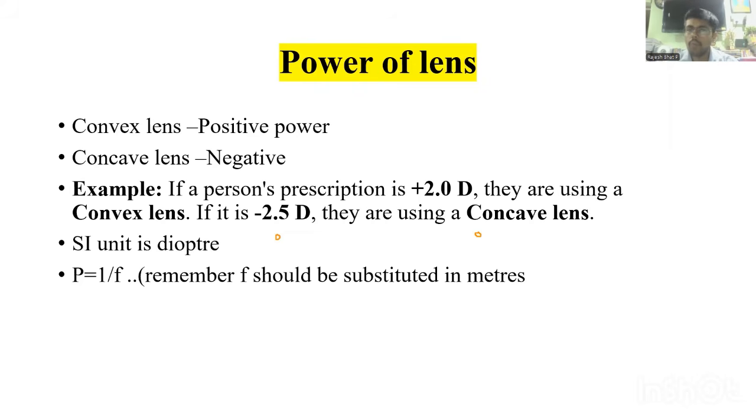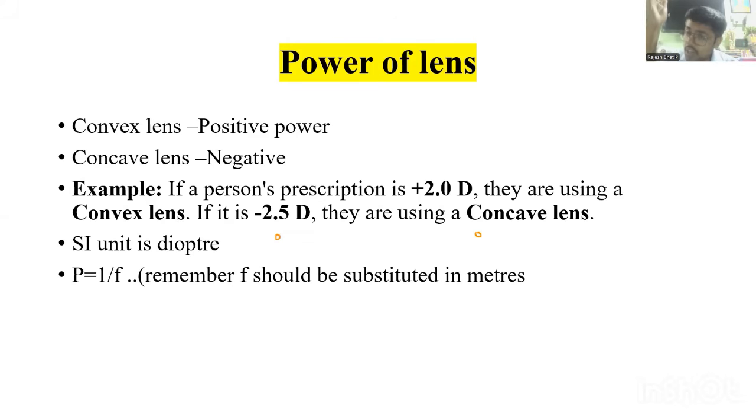Okay, now very important, you should understand this. Convex lens: in a convex lens, the focal length is positive. Wherever you see a convex mirror or convex lens, the focal length is always positive. Our eye is a convex lens, so it is positive. Any convex, it is positive.